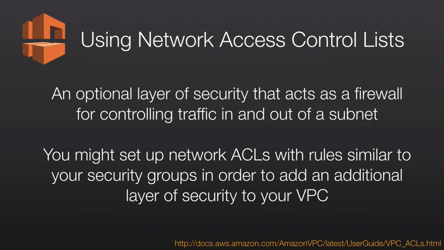VPCs come with a modifiable default network ACL, which allows all inbound and outbound traffic, but can obviously be changed to create custom ACLs. And each custom network ACL starts out closed, permitting no traffic until you add a rule. Each subnet has to be associated with an ACL, and ACLs are stateless, so responses to allowed inbound traffic are subject to the rules for outbound traffic and vice versa.